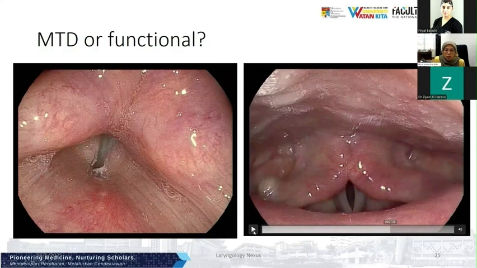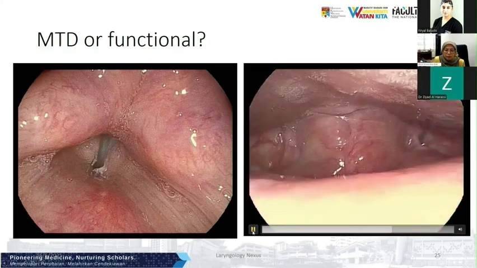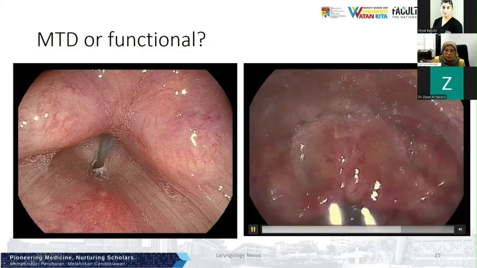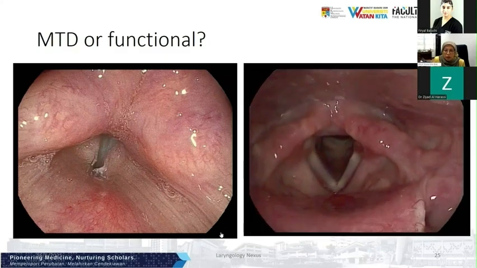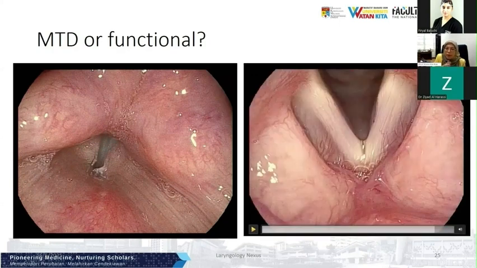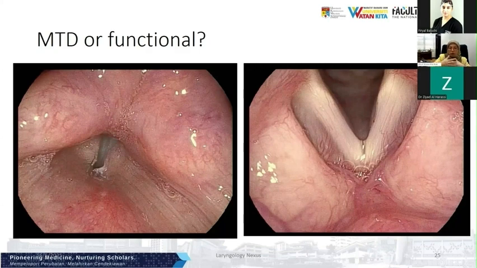Stroboscopic examination. You can see here in this video, there is a lot of muscle tension dysphonia, but there is no vibration at all. Compared to the first video, there is muscle tension dysphonia, but there is still vibration of the true vocal fold and the false vocal fold vibrating as well, because it's kind of very close to each other, muscle tension dysphonia.